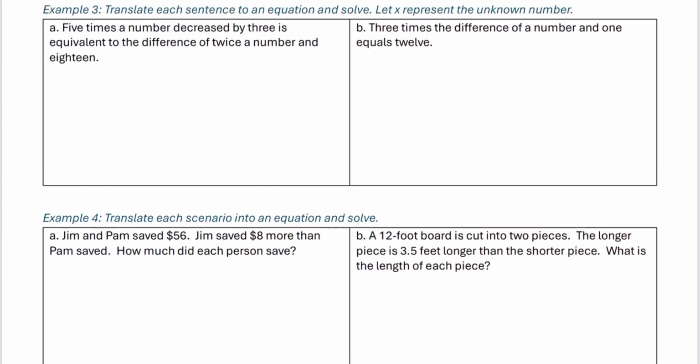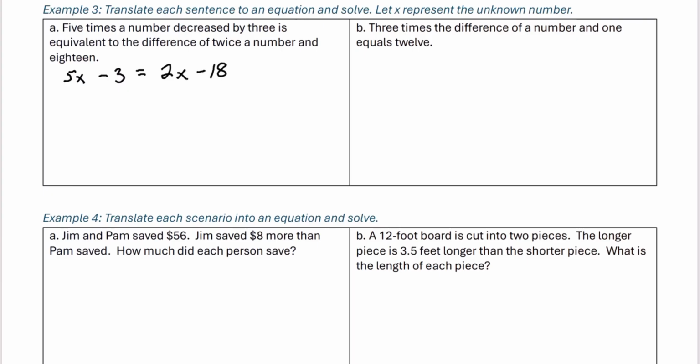In these examples, we'll translate each sentence to an equation and then solve. Let x represent the unknown. 5 times a number decreased by 3 is equivalent to the difference of twice a number and 18. Here we'll let x represent the unknown. 5 times a number is 5x. That's decreased by 3, so subtract 3, and equals is equivalent to the difference of twice a number and 18. Difference means subtraction. And the difference is between twice a number, 2x, and 18.